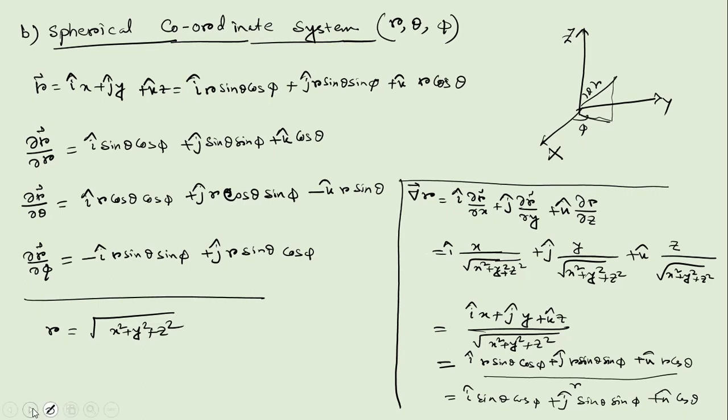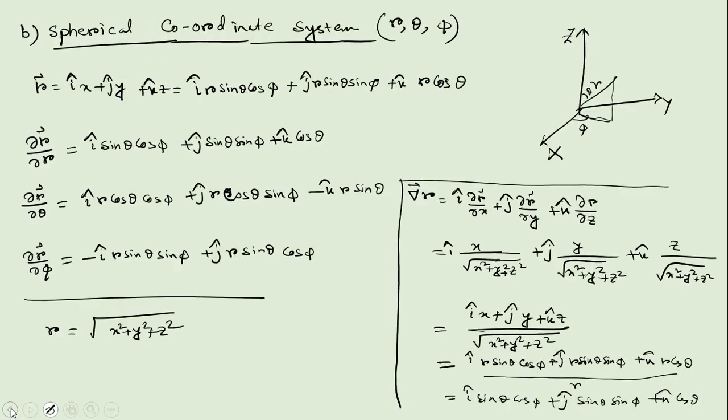Similarly, you can find grad theta, the gradient of theta. This is i cap ∂theta/∂x plus j cap ∂theta/∂y plus k cap ∂theta/∂z. You know what theta is in the coordinate system; we need to find what will be the value of theta.